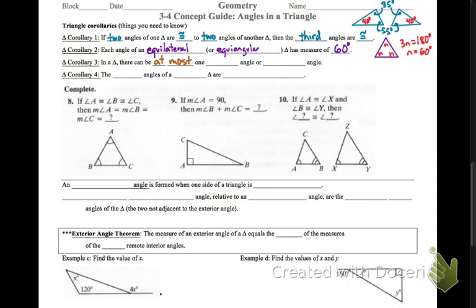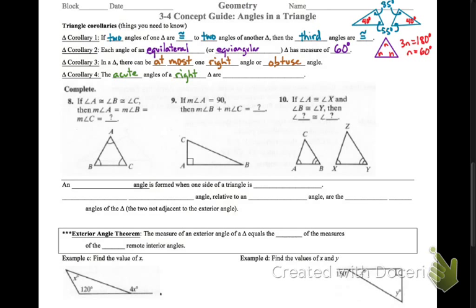Corollary 3. In a triangle, there can be at most 1 right angle or obtuse angle. Now, think about this one for a second. The angles of a triangle have to add up to 180. Well, if you have 2 right angles, 90 plus 90 equals 180. Well, what would you do with the third one? You can't. So if it's obtuse, more than 90, you get the same idea. You get even more than 180 degrees with 2 angles. So there can only be 1 right or obtuse angle.